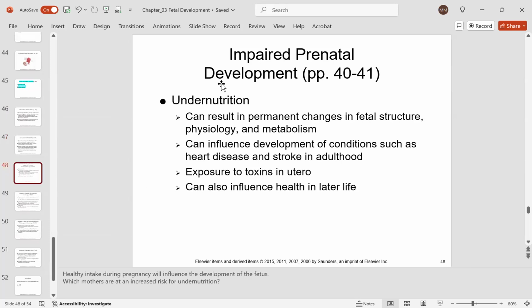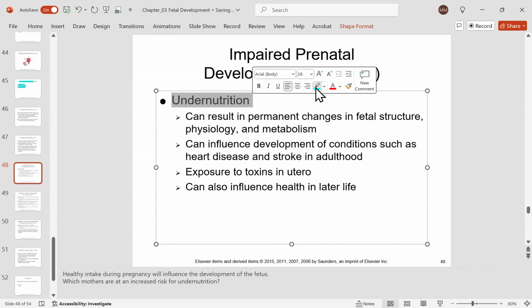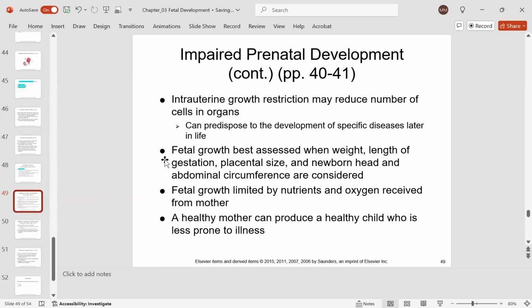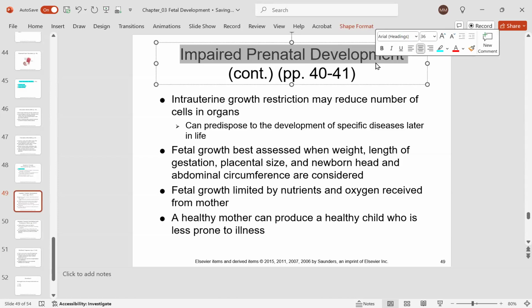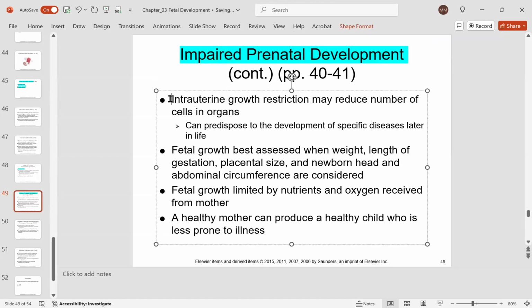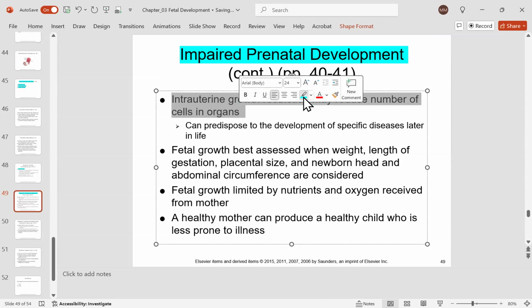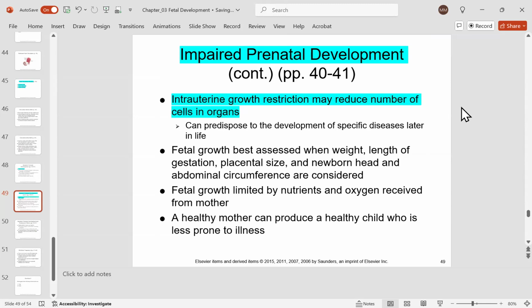So we already know about impaired prenatal development because of undernutrition. Mom needs to eat and she needs to drink water. It can really be a problem for the baby long term. Some other problems that can occur prenatally: intrauterine growth restriction. Sometimes some people just have a difficult time either getting pregnant or maintaining a pregnancy. So intrauterine growth restriction is there's not enough room, right? Inside the uterus, the area is not big enough, and it stunts the growth of the fetus. And that's a problem. Fetal growth is assessed with the weight, the length of the gestation, the placental size, and the circumference of the head and abdomen are all taken into account.